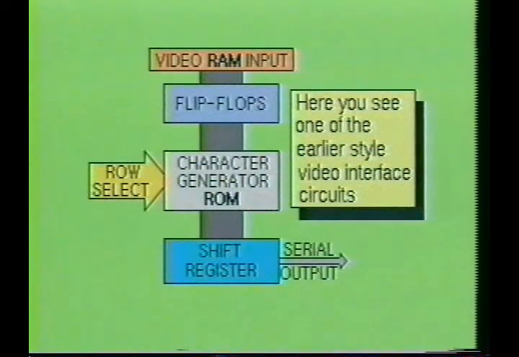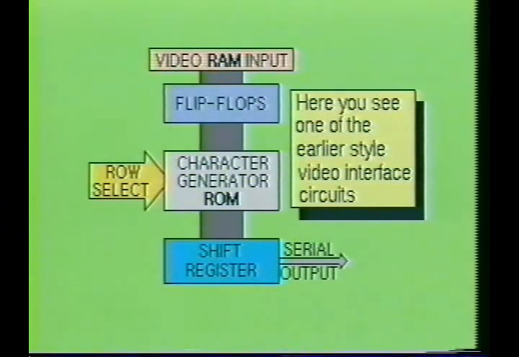Earlier video interface circuitry consisted of a character generator with latched inputs and a shift register at the output. The character generator was basically a ROM device which contained all the alphanumeric characters called the character font. We will begin by examining how this simple circuit worked. The typical computer system will have a portion of its RAM set aside to store the characters which will appear on the monitor screen.